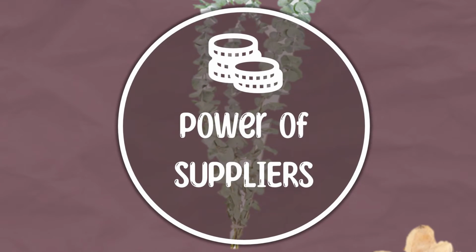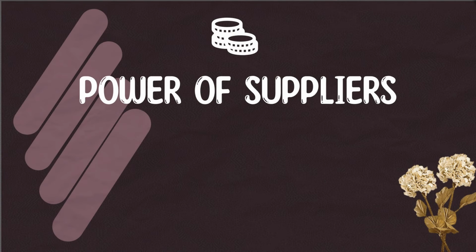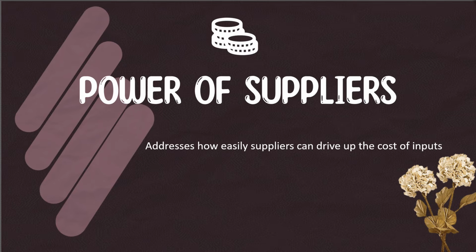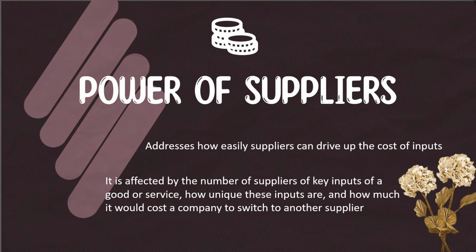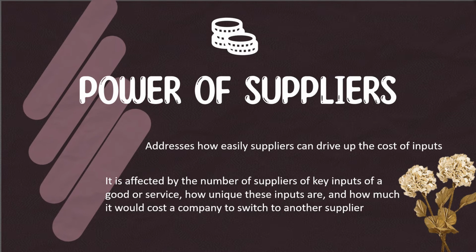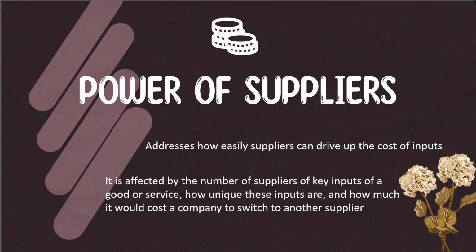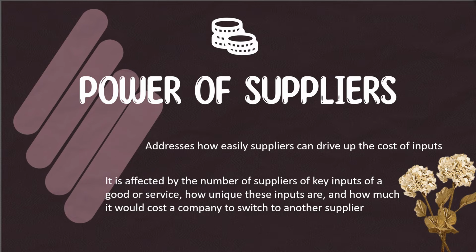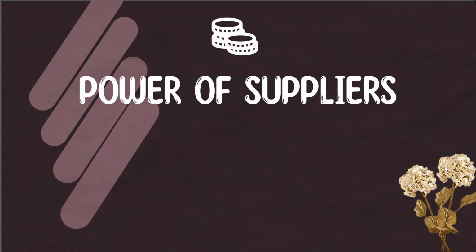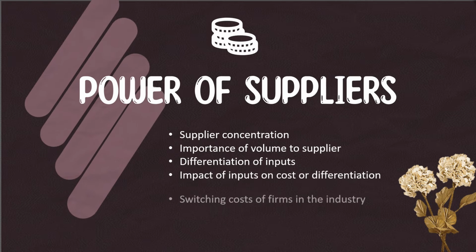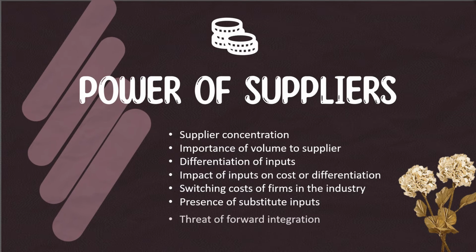Next, we will see the power of suppliers or the bargaining power of suppliers. Power of suppliers address how easily suppliers can drive up the cost of inputs. So it is affected by the number of suppliers of key inputs of a good or service, how unique these inputs are, and how much it will cost a company to switch to another supplier. So this includes supplier concentration, importance of volume to supplier, differentiation of inputs, and etc.